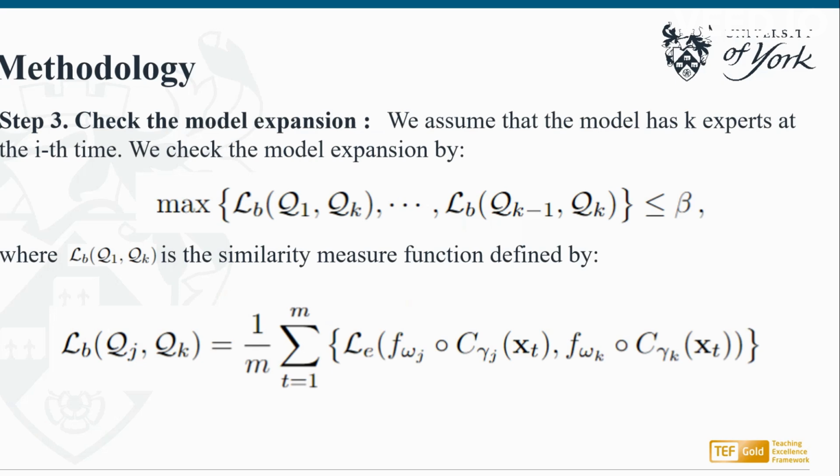In the third step, checking the model expansion. We assume that the model has k experts at a certain time. We check the model by using the following equation, where we have a threshold which can control the model expansion process. Specifically, we compare the similarity measure between the current expert and the other experts as the expansion score. If such a similarity measure is very large, we will build a new expert. This approach enables us to build diverse experts during training.